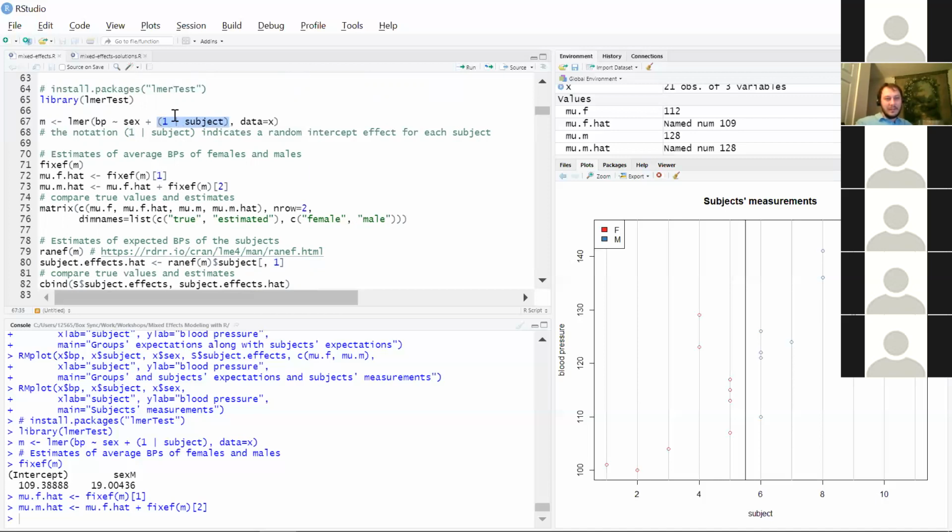Parentheses 1, pipe character. Sarah and I were trying to figure out what the name of this character is the other day. Pipe character, that's what it's usually called. And then subject. This is the variable that you're modeling as having random coefficients.